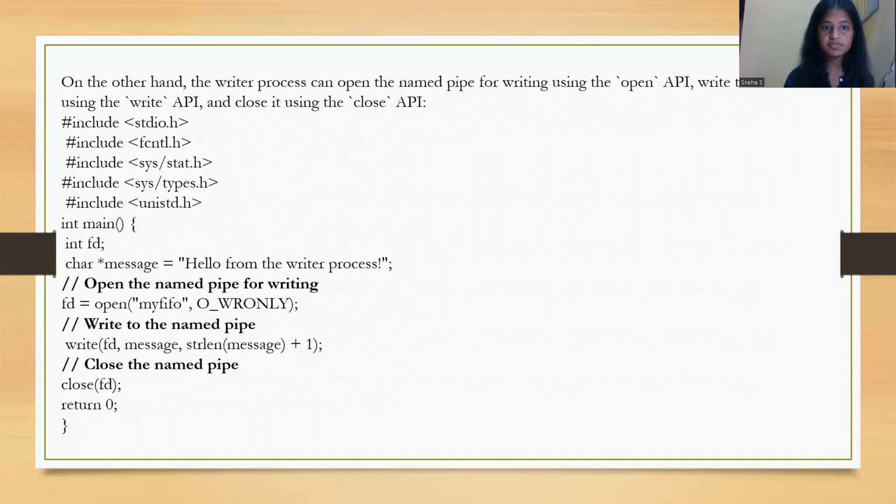So in the char message, we are writing hello from the writer process. Now we are opening the pipe using the system call open and also O_WRONLY, which means write only. And now we are writing the message, which is in a string. It has some length. And after we are writing, we'll close the pipe.